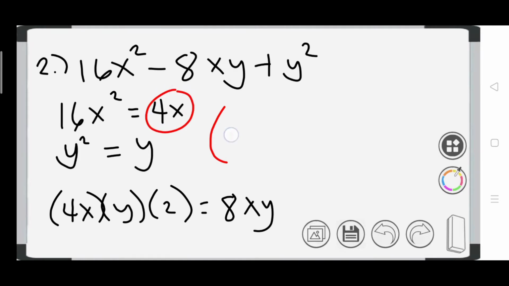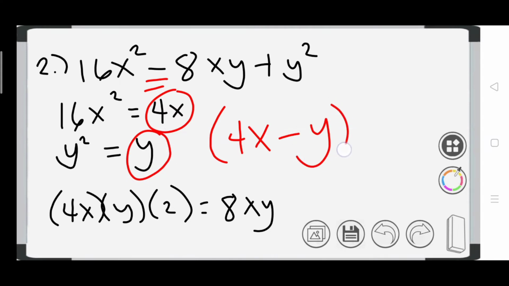So, kunin natin yung square root ng first term na 4x. Tignan yung symbol, that is negative. And then, we get the square root of the last term na y raised to 2. So, yan na po ang ating sagot. Ganun lang po, kadali. Example number 3. So, kayang-kaya na natin to.